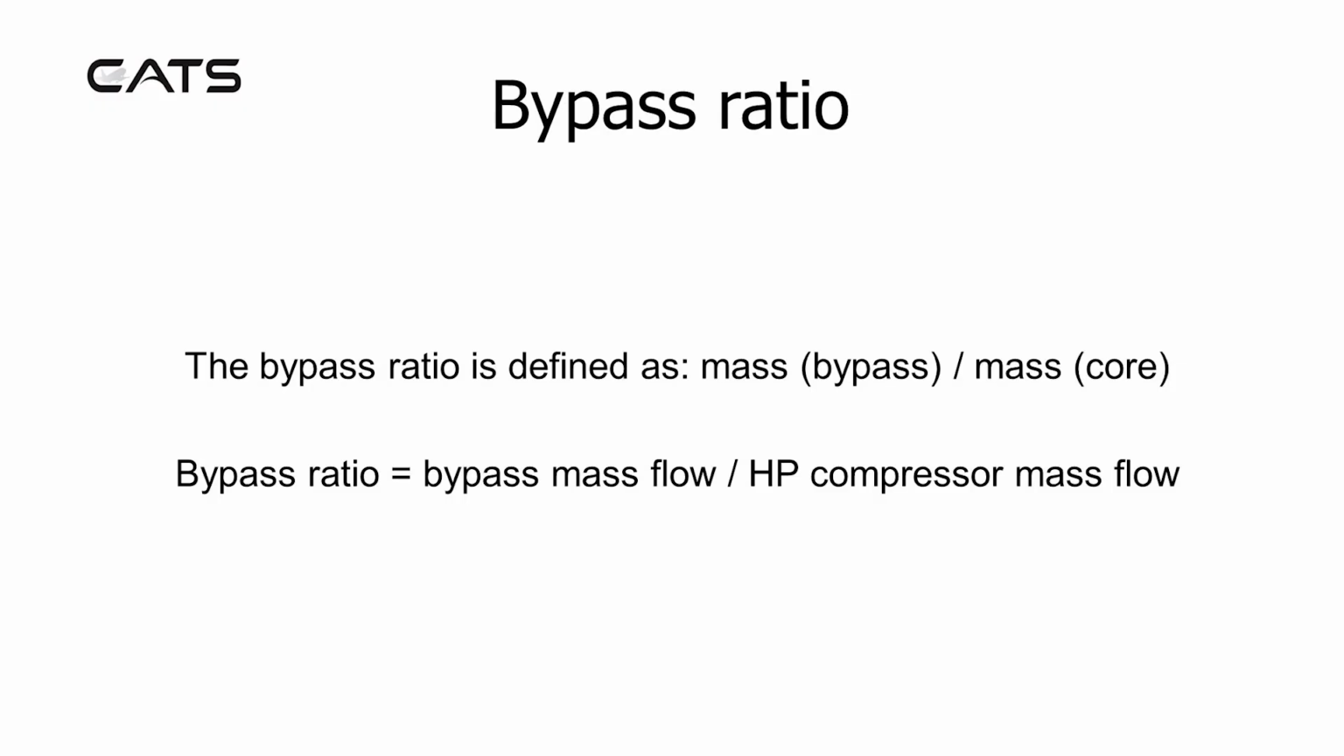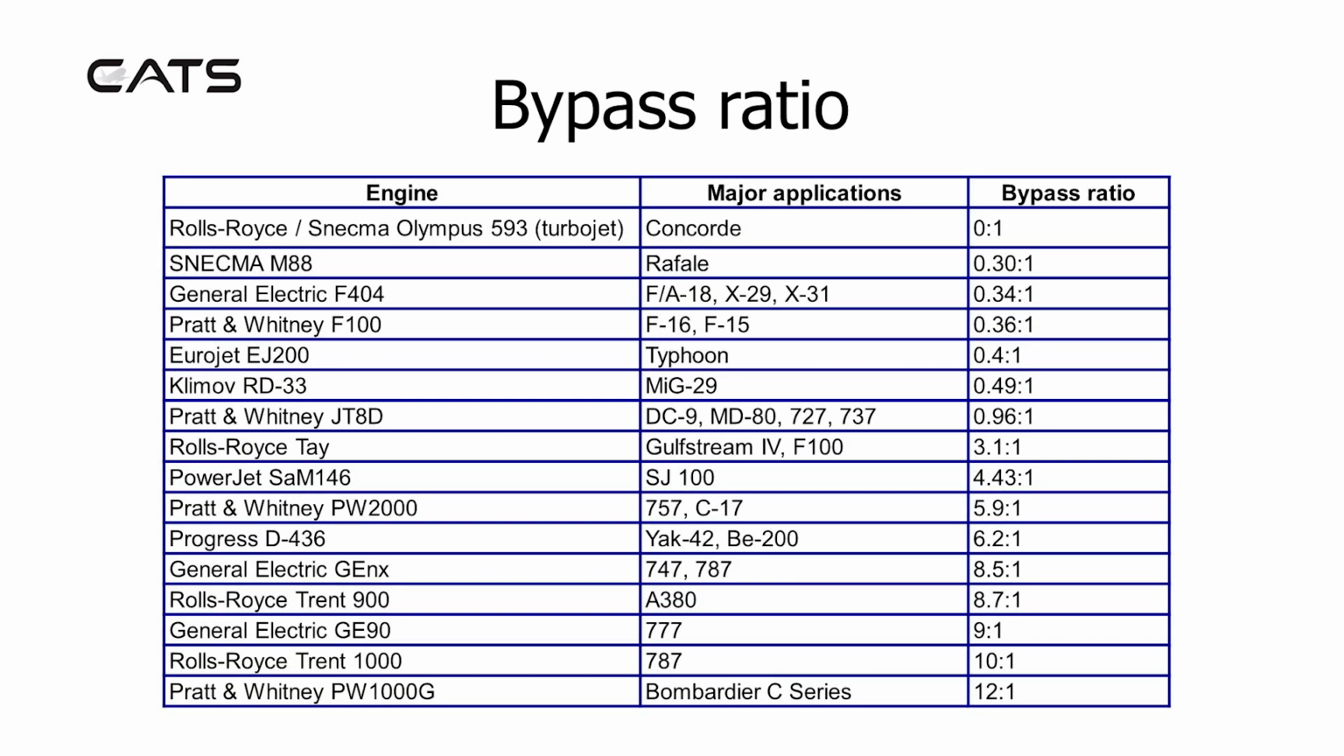Bypass ratio is defined as mass of the bypass divided by mass of the core. Another way of describing this is bypass mass flow over high pressure compressor mass flow. Here's some bypass ratios for some engines and the aircraft that they're used on.